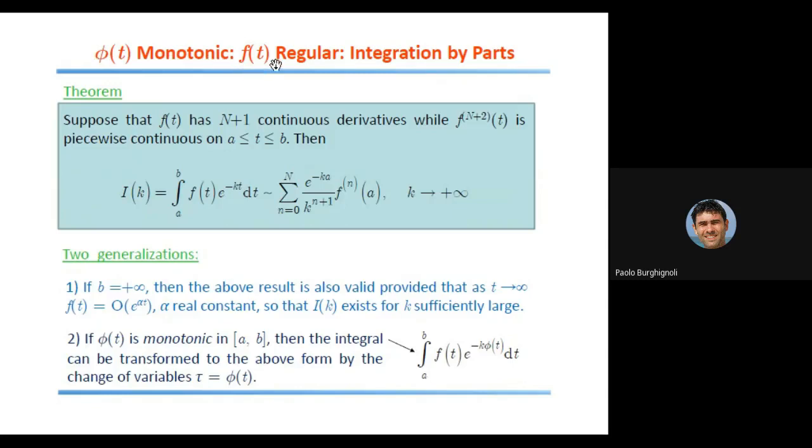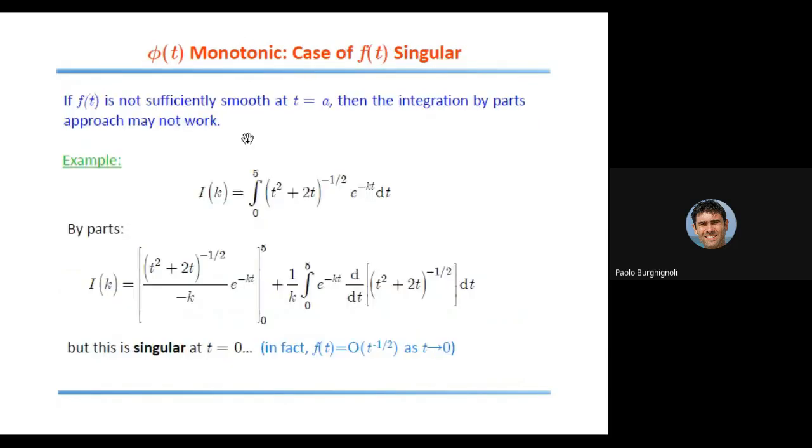the situations in which the function f is not regular. It's not regular enough. Let's see what may happen when f is not sufficiently smooth. Now, the problem may occur when the function f is not sufficiently smooth at the lower boundary, because as we have said, it's the local behavior close to the lower boundary that is important. The upper boundary can be neglected, it can be changed at will. However, it may happen that the function f is not sufficiently smooth at the lower boundary.